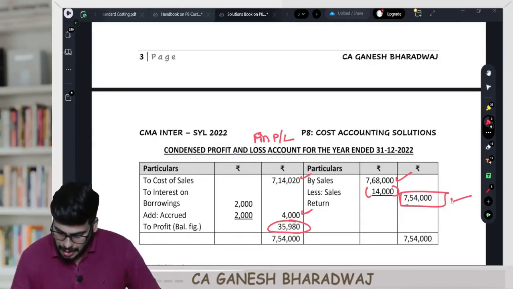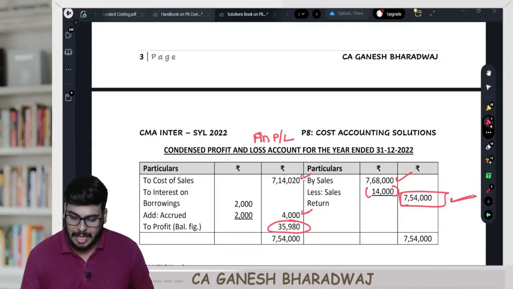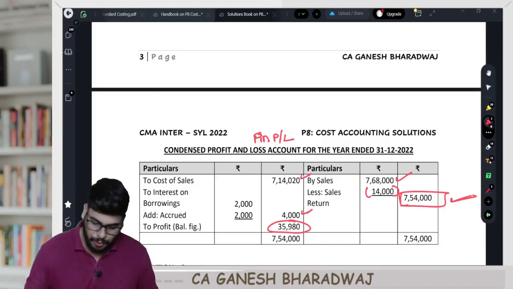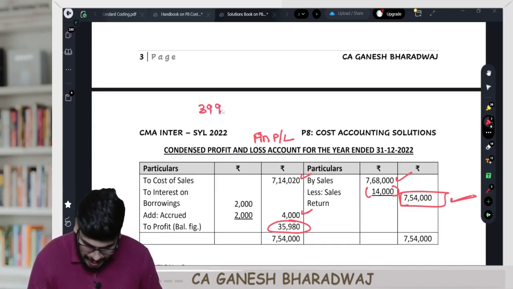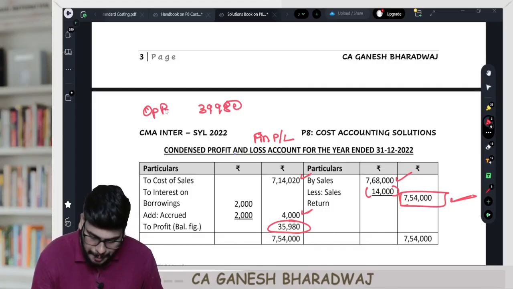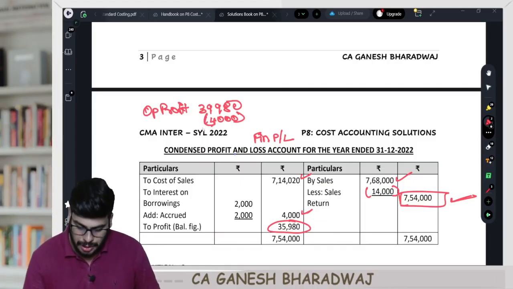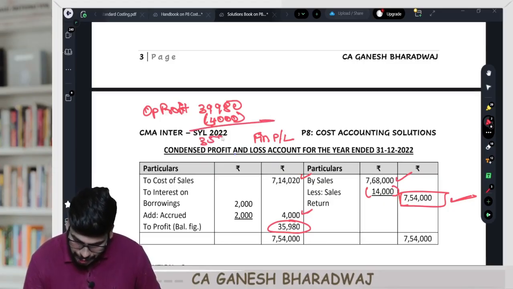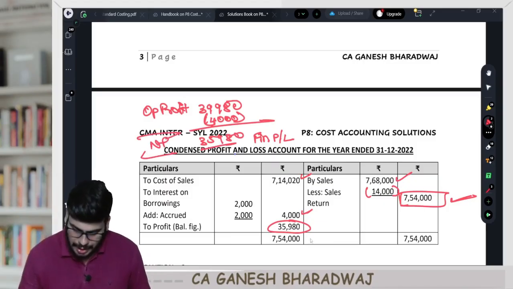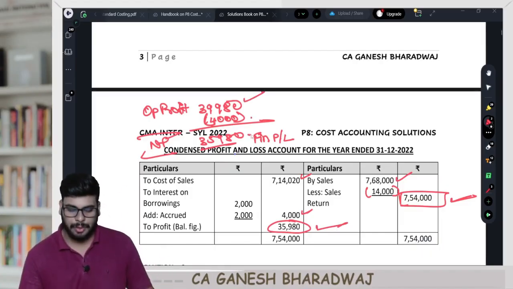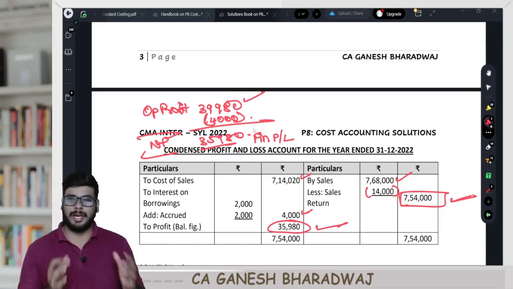So technically speaking, 7,54,000 minus 7,14,020. How much is this? If you do, you get 39,980. This is ideally called your operating profit. From this, you further reduce this 4,000 rupees, which is ideally considered only in your FM. Now you get a net of 35,980. This is your net profit, or even your accounting profit, you can call it. Are you clear with this? 35,980 is ideally the figure reported by costing. And after adjusting for this 4,000 rupees, this is the final net profit figure. Are you clear with this, guys?